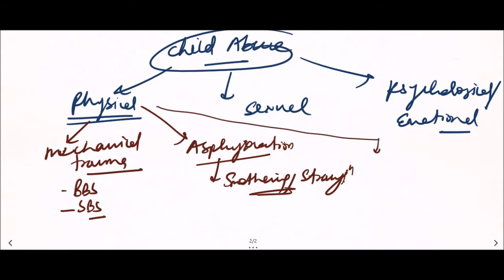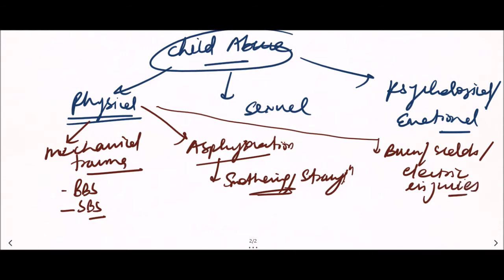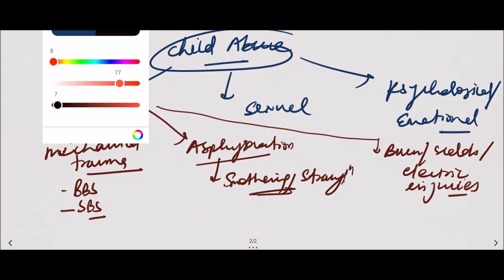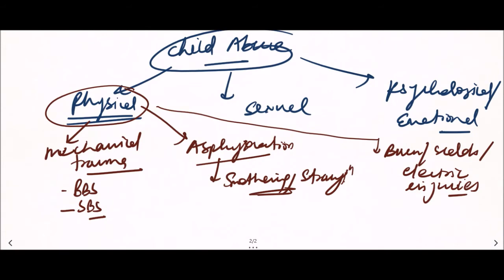Now the third type of physical child abuse can be in the form of injuries like burns, scalds, or electric injuries also. So these are three broad categories of physical child abuse. One is due to mechanical trauma: battered baby syndrome and shaken baby syndrome. Then asphyxiation like smothering, strangulation and so on. And the third is in the form of burns, scalds and electrical injuries.